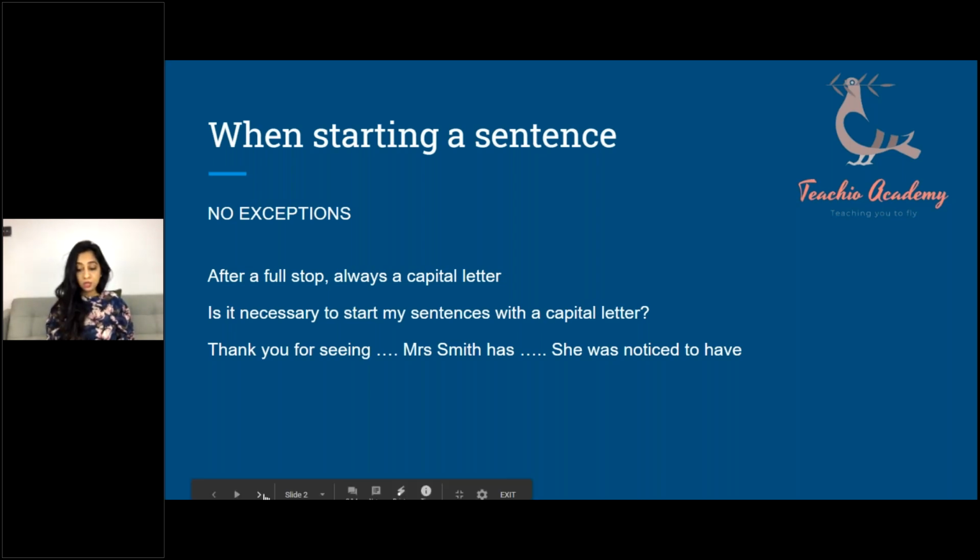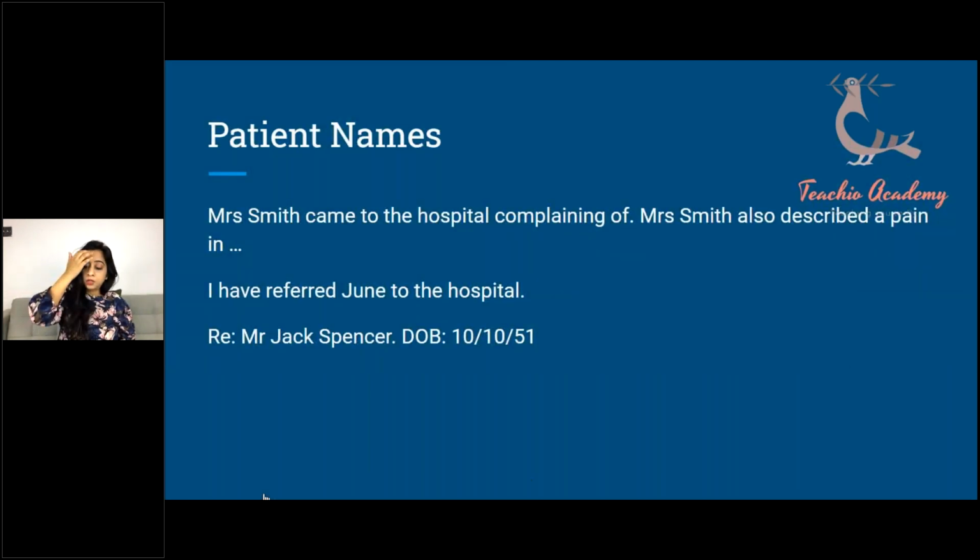Next thing, guys, when you're talking about a patient, it's a proper noun, so it's always going to start with a capital letter. The capital letter will be both for the patient's salutation, so if they're a Miss, a Mister, a Master, then it's always going to start with a capital M, and the patient's name itself, the first name as well as the surname, both are going to be capital letters.